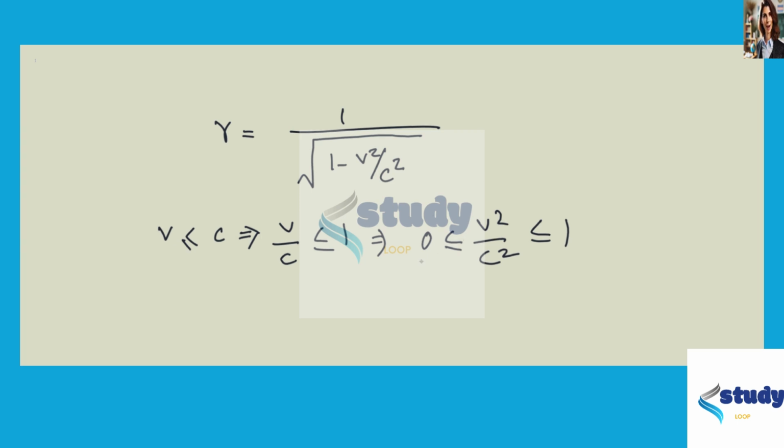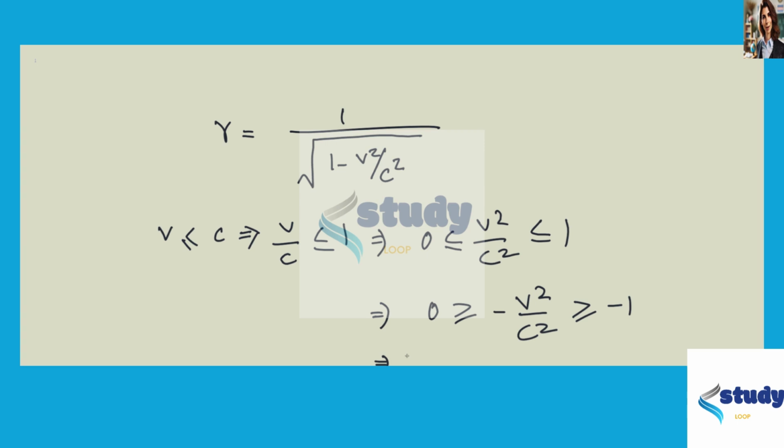Now, because of this condition that v squared over c squared is always positive and less than 1, you can say that 1 minus v squared over c squared will always be positive and less than 1. So let me just apply this over here. Let's multiply minus 1 to each of the sides. That way the inequality sign will get inverted. So you'll have 0 greater than or equal to negative v squared over c squared greater than or equal to negative 1.